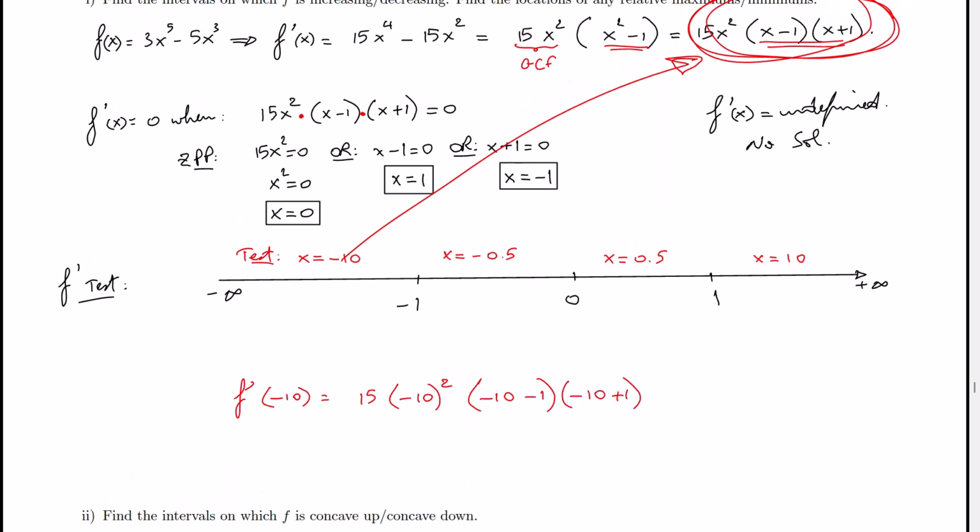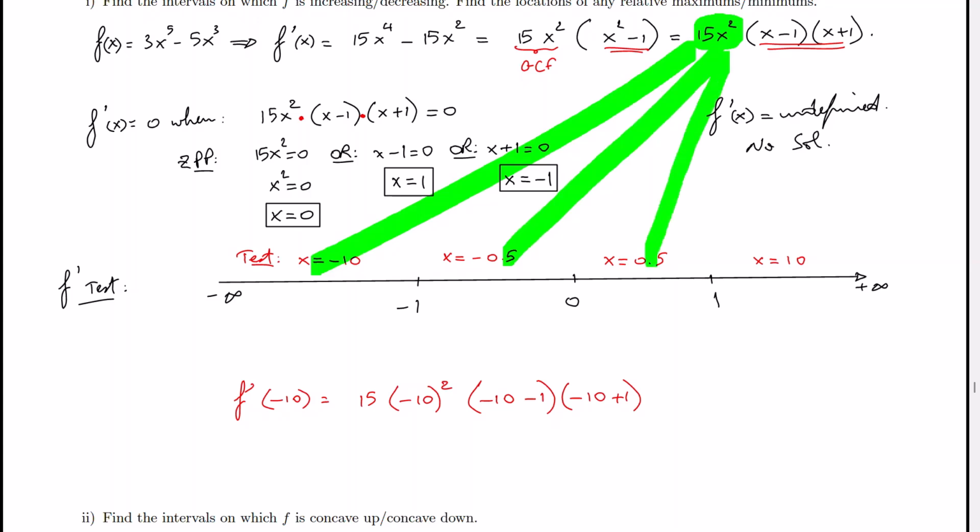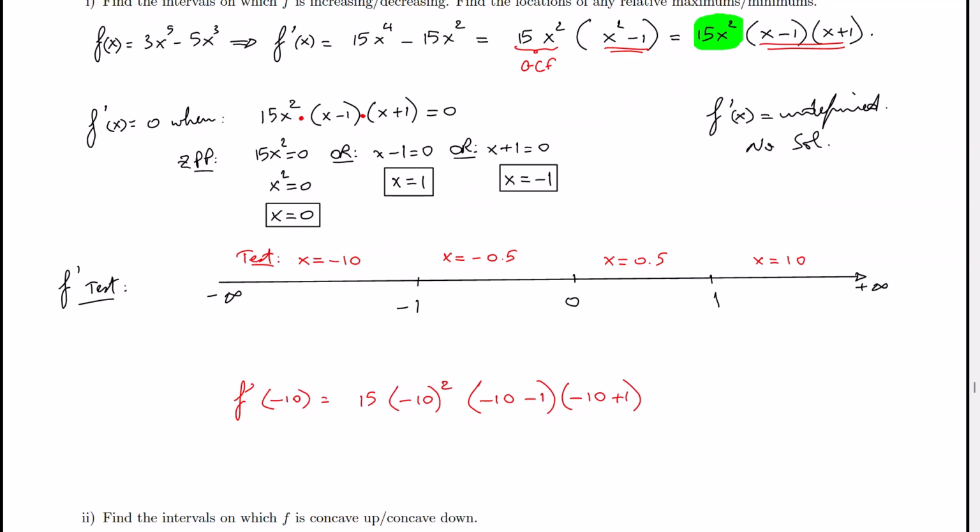Remember, the derivative was 15 times x squared multiplied by x minus 1 and then x plus 1. Now, just so that we can make this process go a little bit faster, because we have to do this 4 times, I'm going to notice that no matter what number I plug in, the 15x squared is always going to be positive. Whether I put in negative 10, or 0.5, or negative 0.5, or 10, because of the power 2, the x will always be squared, and so it becomes positive no matter what. So we can, in theory, ignore this part because it will always be positive, and we could just look at the 2 other parentheses that will be left over.